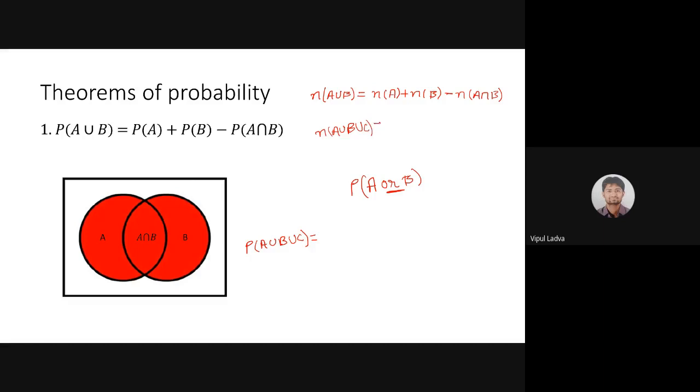You have already studied this formula. So can you help me with this? It will be literally the same. Will any of you help me derive the formula for P of A union B union C? We are finding the probability of event A or B or C. Any of you?